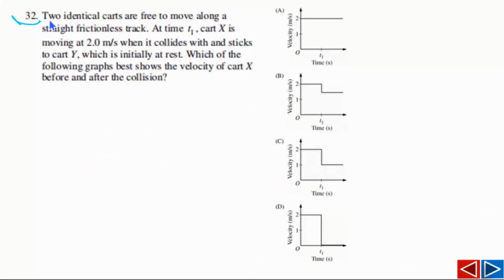Question 32 says two identical carts are free to move along a straight frictionless track. At time t1, cart x is moving at 2.0 meters per second when it collides and sticks to cart y, which is initially at rest. Which of the following graphs best shows the velocity of cart x before and after the collision? A beautiful question just based on conservation of momentum.